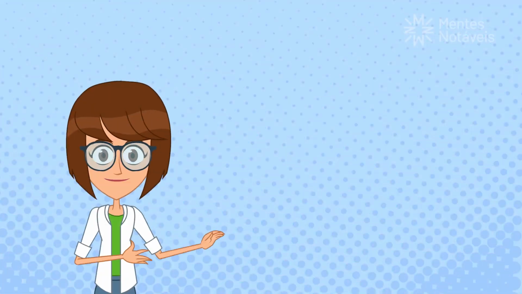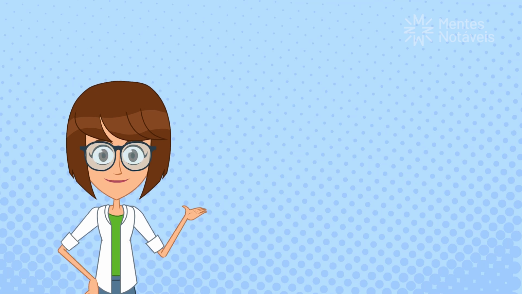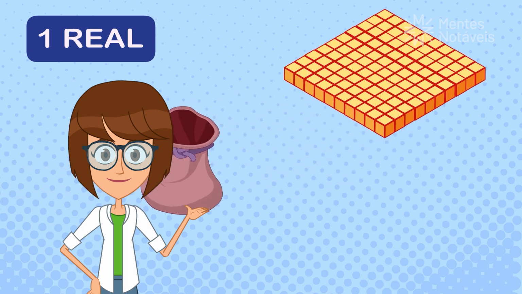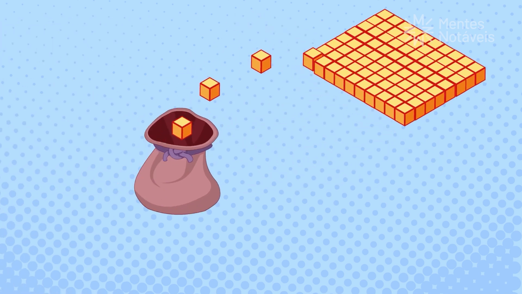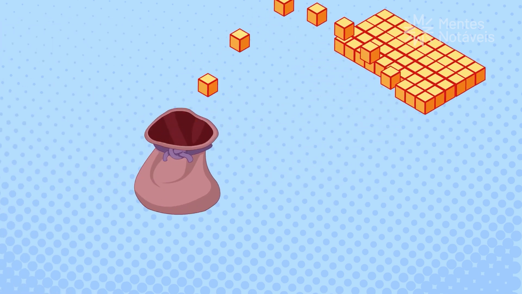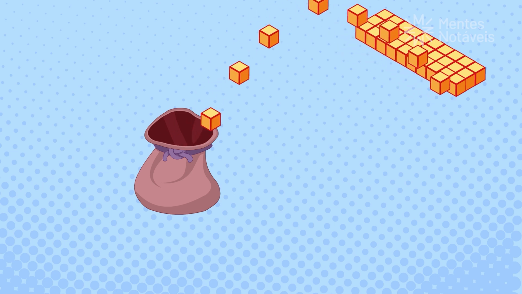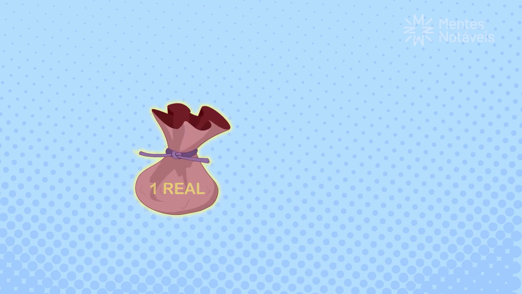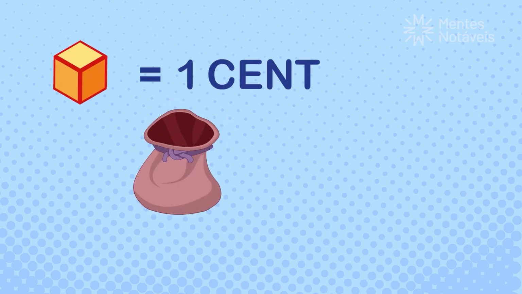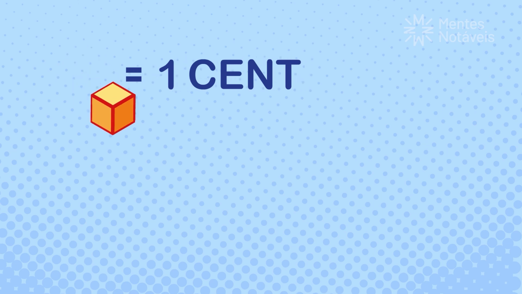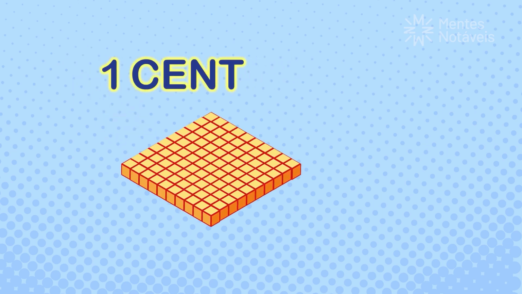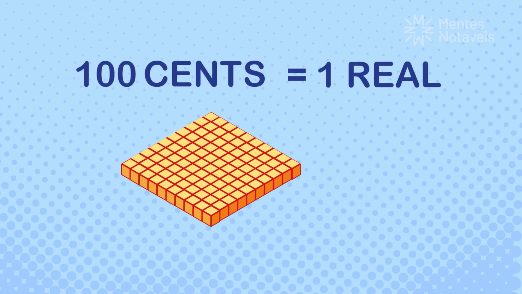And did you know that the real is made up of units? Look. To form 1 unit of real, we have to think of a set made up of 100 equal parts. Like a bag containing 100 identical cubes. Each of these parts is called a cent, which means 1 part of 100. It's like if each cube we take from the bag represents 1 cent. And if we put together all 100 cents, we have 1 real.